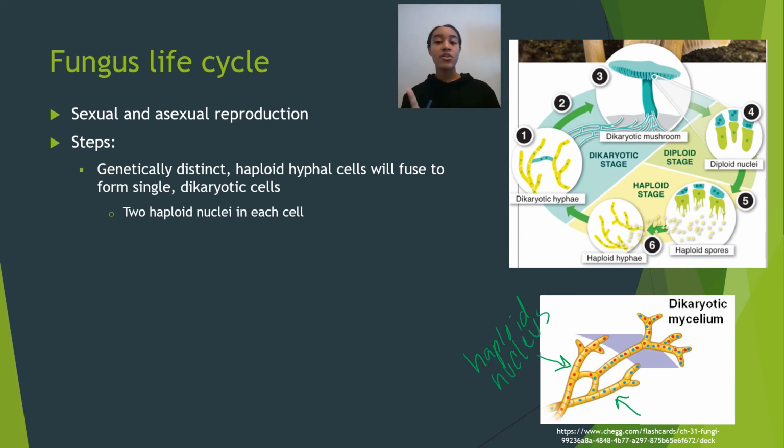And they're different colors because they're genetically different from one another. And they'll undergo a fusion event, creating one cell that will have two haploid nuclei. And this cell is called dikaryotic. And that just basically means that instead of when you think of a sperm and an egg, you have two haploid nuclei that fuse to form a diploid nucleus.